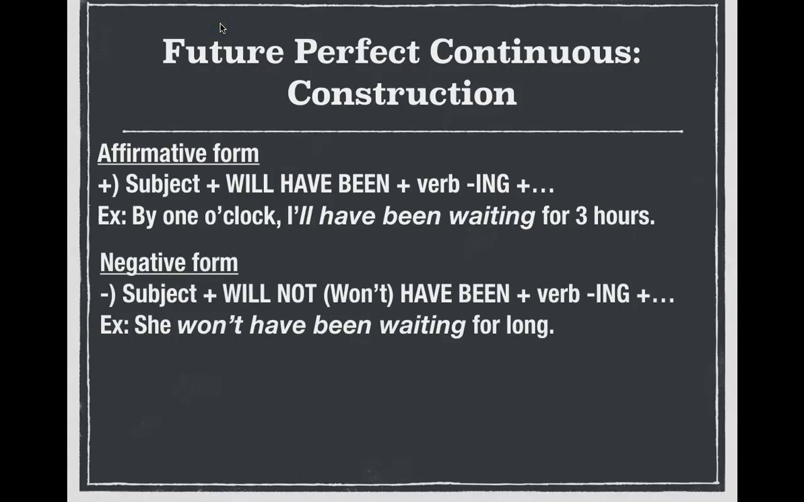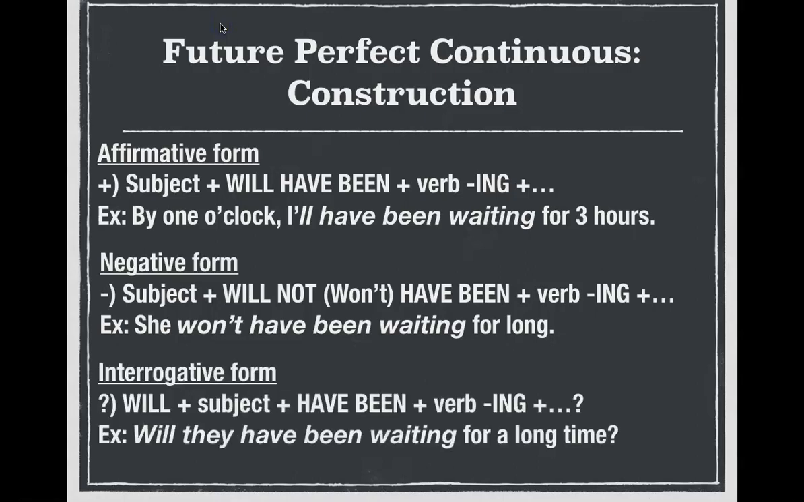The negative form, you just have to add not after will, so will not, which becomes won't. She won't have been waiting for long. And then the interrogative form, will, the subject, have been, and then the verb in the ing form. Will they have been waiting for a long time?